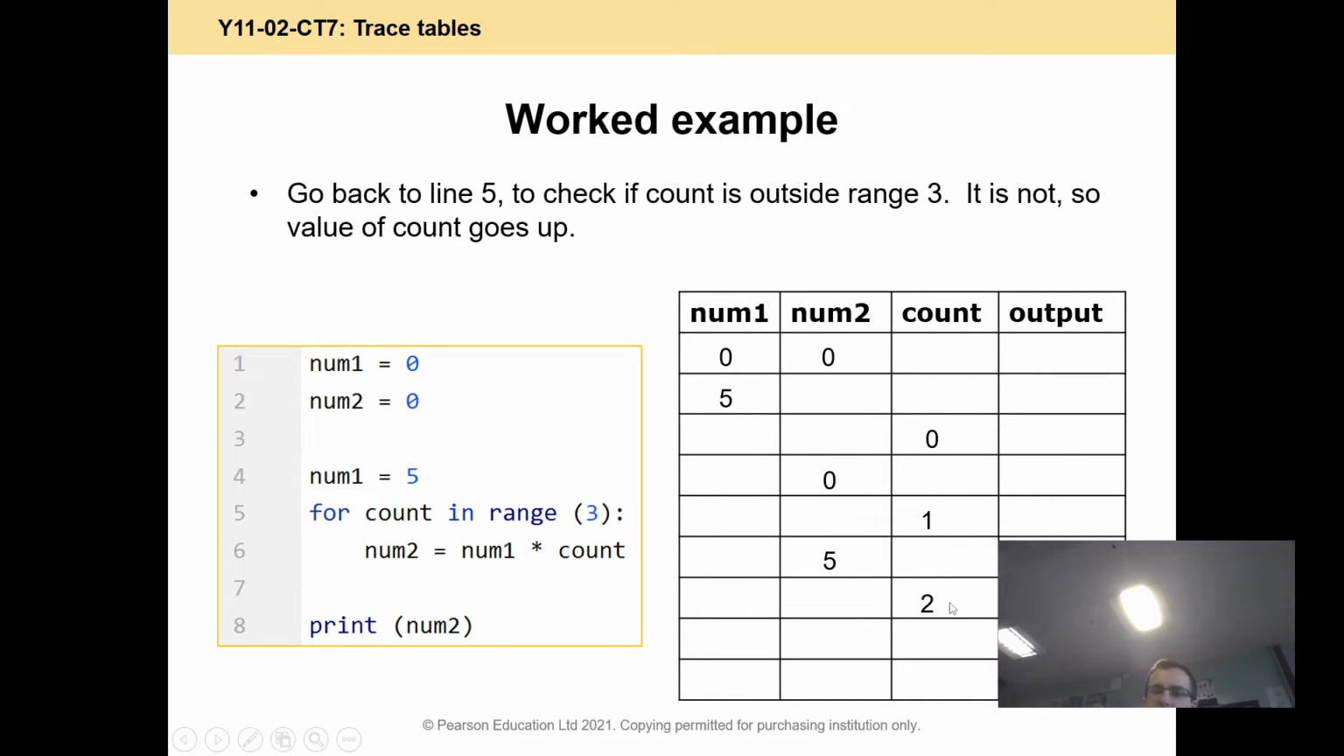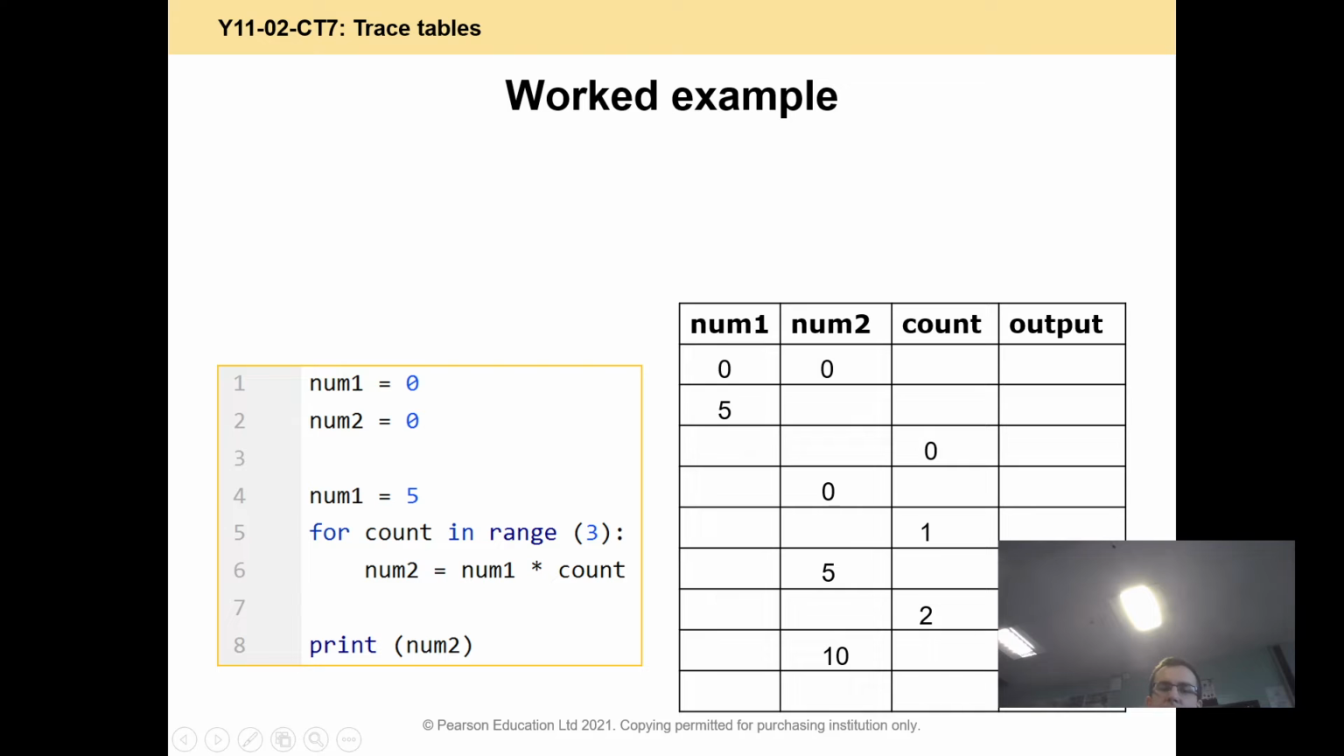This continues until count is 2, and at this point we don't need to step through anymore. We can see the pattern because 2 times 5 is going to be 10. And then our for loop is finished because remember, for something in range goes up to but not including that value. We've done 0, 1, 2, that is 3 times, but not including 3. So the final thing will be to display something. What's going to be displayed? Well, our trace table makes this easy because we can see what is currently in num2. So output is going to say 10.